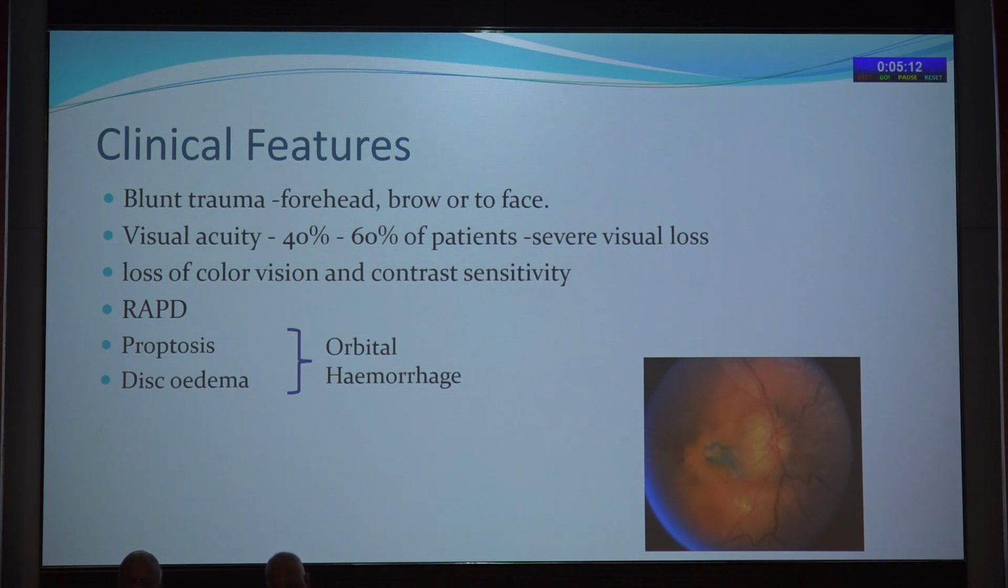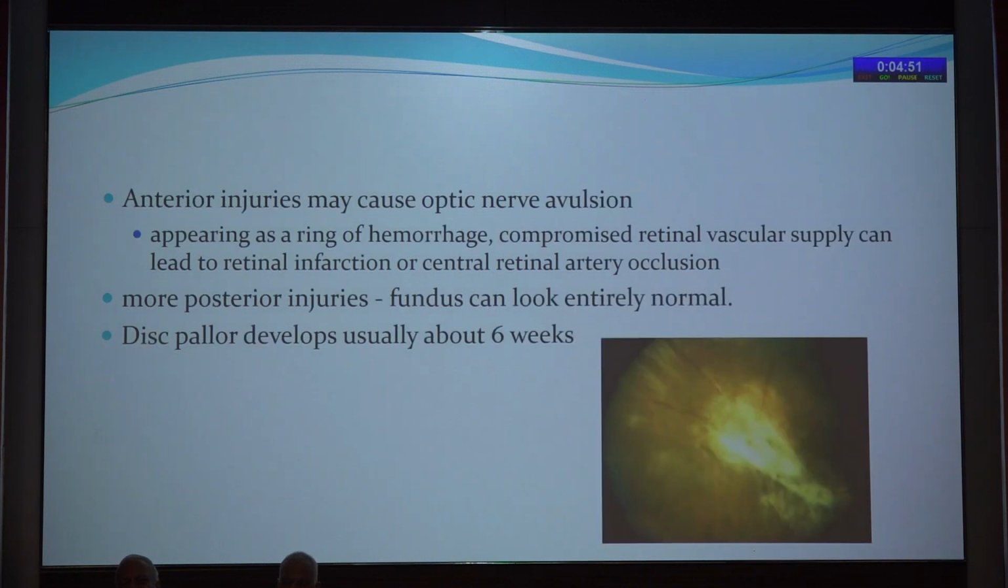Sometimes you may see contralateral eye involvement also, so you may have poor color vision and poor contrast sensitivity in the other eye too. Presence of RAPD will be there as with any other type of optic neuropathy. Proptosis and disc edema may suggest orbital hemorrhage, so one should look for it actively. If the injury is anterior enough, it may cause optic nerve avulsion, which may be seen as a ring of hemorrhage leading to retinal infarction and central retinal artery occlusion. In more posterior injuries, the fundus may be normal, and pallor develops around 6 weeks after the injury.